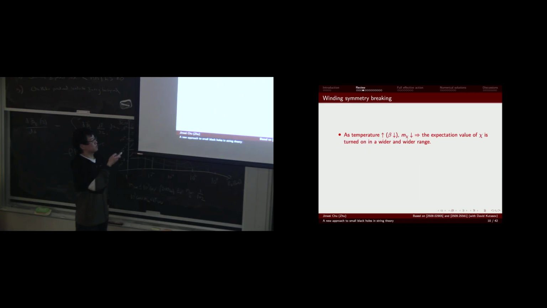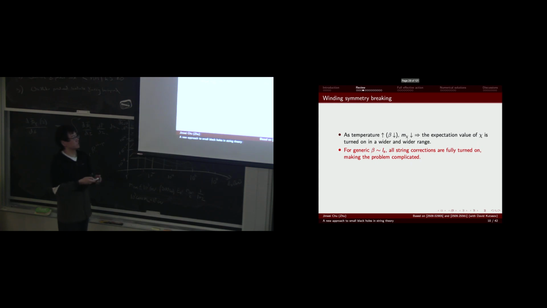So as the temperature goes up, or beta decreases, the mass of chi also decreases. So in this case, the expectation value of chi is turned on in a wider and wider range. For generic beta of order L_s, all string corrections are fully turned on, either perturbative or non-perturbative corrections. In this situation, the problem would be very complicated.